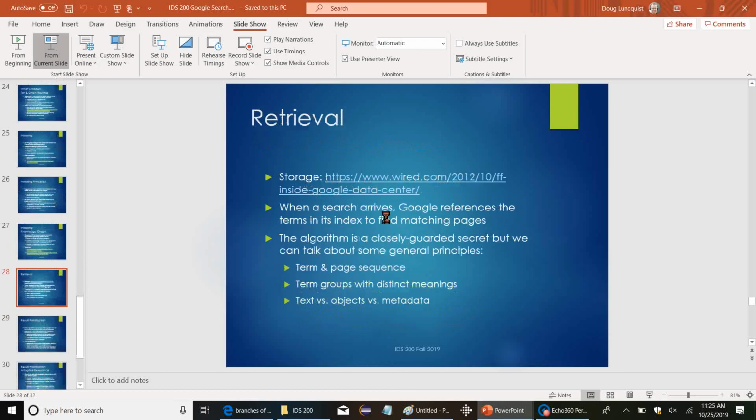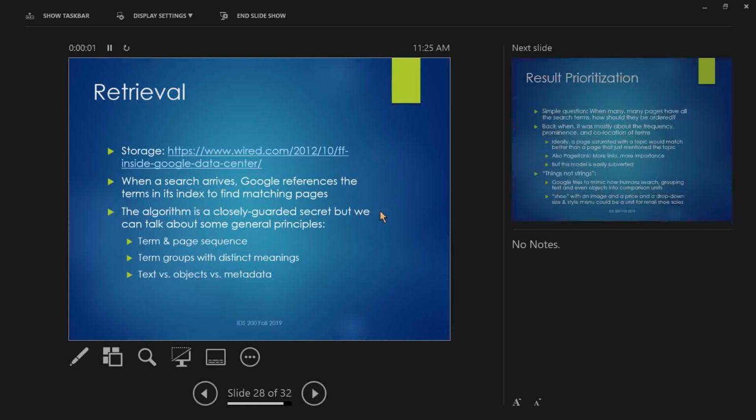Now, what happens when a search arrives? Google references the terms in its index to find the matching pages, right? So if I enter the term astronomy, Google goes to the index entry for astronomy and says, oh, there's all these pages here, great. Then what it has to do is look at all those pages, rank them based on not only the search terms, but also any of my recent history, and then return me some limited subset of the best ones. So again, this algorithm is a closely guarded secret, but we know general principles about it, right?